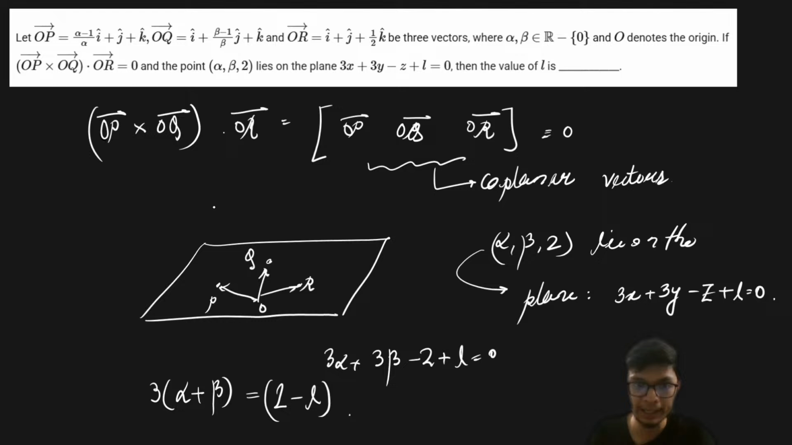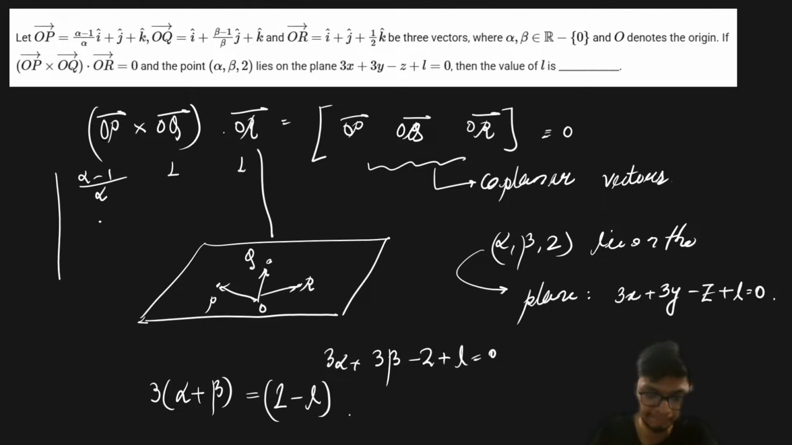So if we do that scalar triple product and try to find the values of alpha and beta, we'll get the result as follows. What I'm going to do is perform the scalar triple product over here. So over here it is alpha, minus 1 by alpha, 1; 1, beta, minus 1 divided by beta; 1, and over here you will have 1, 1 and 1 by 2. This is what you will have, and that is equal to 0.